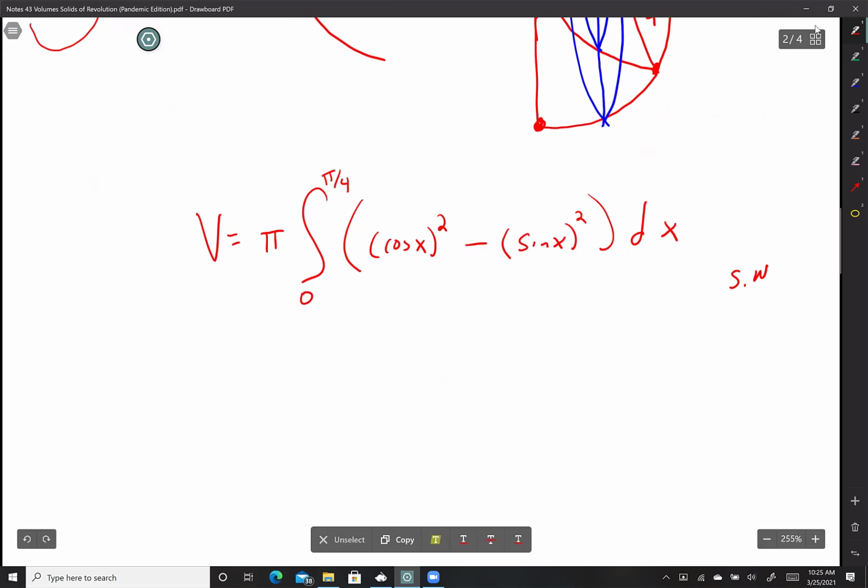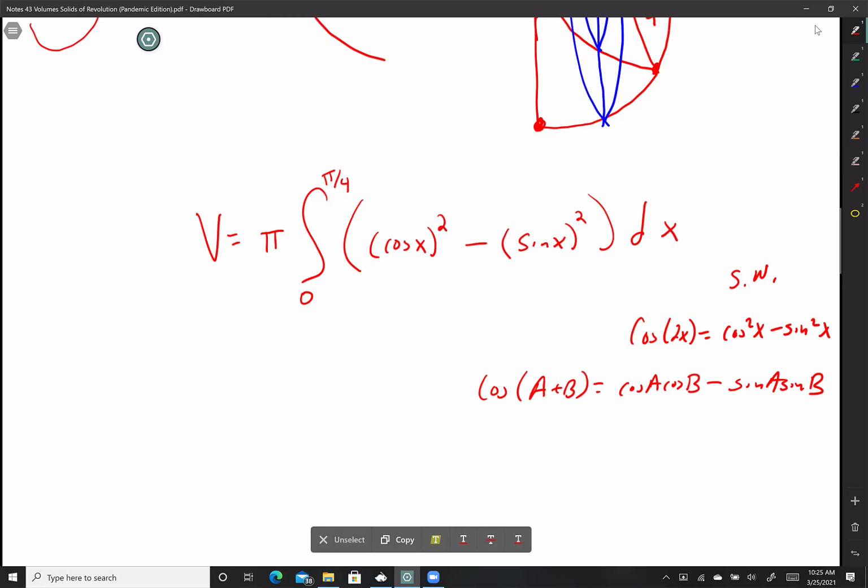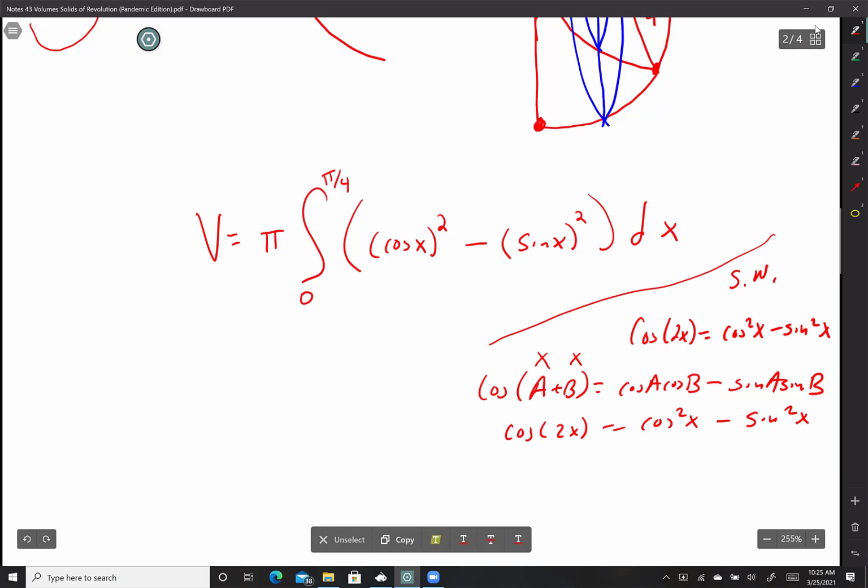So side note, cosine 2x is equal to cosine squared x minus sine squared x. Chavez, how am I supposed to know that? Well, hopefully you remember cosine a plus b is equal to cosine a cosine b minus sine a sine b. And if I turn that a into an x and that b into an x, that's cosine 2x, see? And cosine x times cosine x, that's cosine squared x. Sine x times sine x, that's sine squared x. All that is a side note from pre-cal.